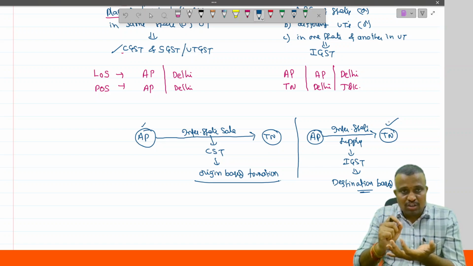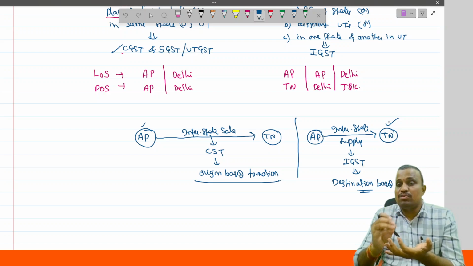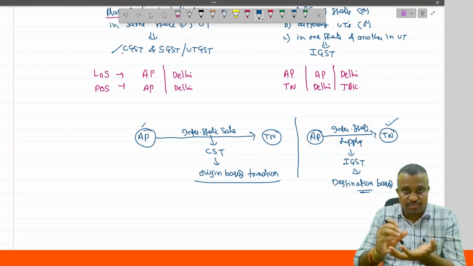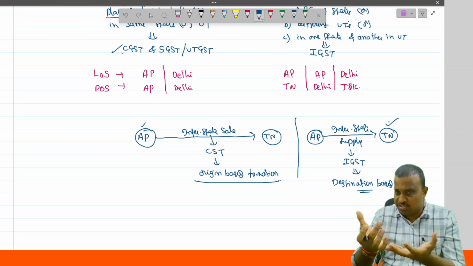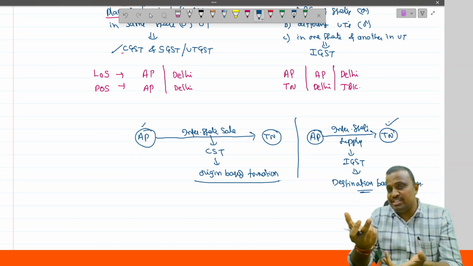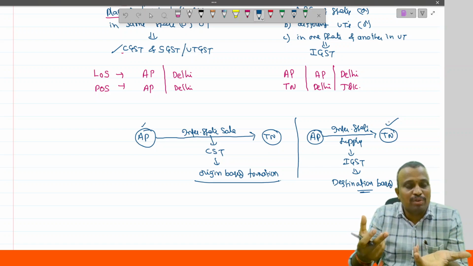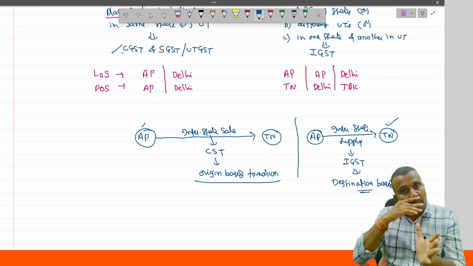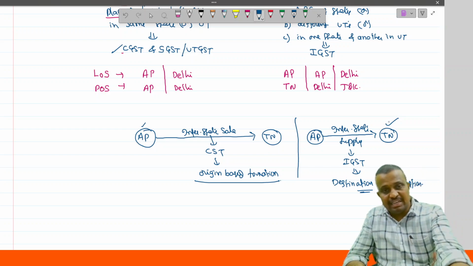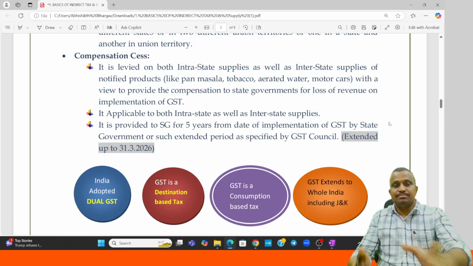That's why the central government introduced the concept called compensation cess. Whatever revenue they lose because of the introduction of the GST will be compensated by the central government to the corresponding states, for 5 years, and later it has been extended.